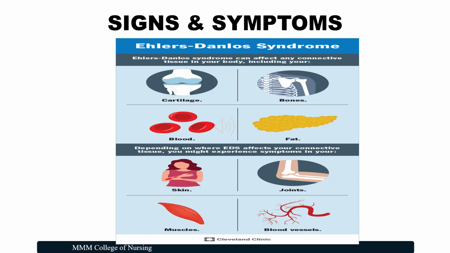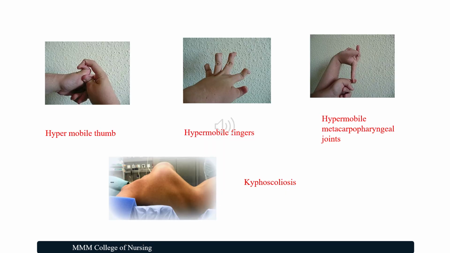Coming on to the signs and symptoms, EDS can affect any connective tissues in your body. Depending upon what is affected, your signs and symptoms may vary, that is, whether it is cartilage, bones or blood. It can also affect your skin, joints and blood vessels. These are some of the pictorial representations for signs and symptoms of Ehlers-Danlos syndrome.